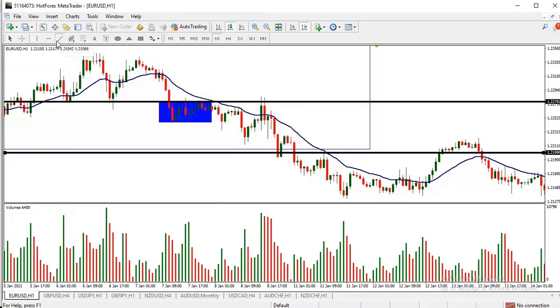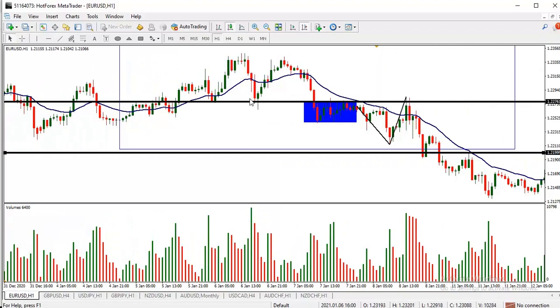They drop price down. Remember I told you after a break of market structure there's a retracement. Now what did they do? They retrace back to this particular level, the market structure level. Can you see? That was where they retrace price back to the market structure level.